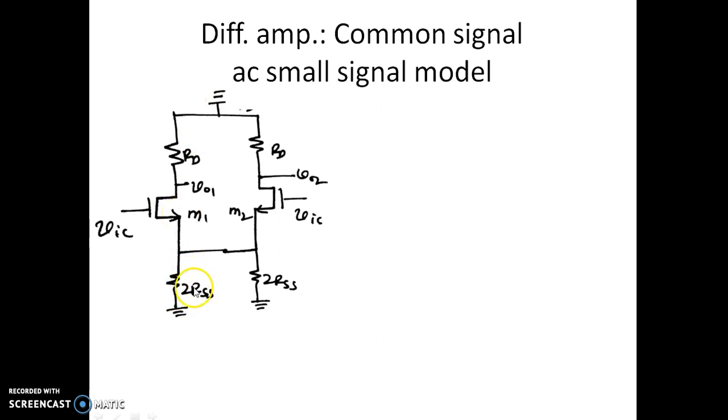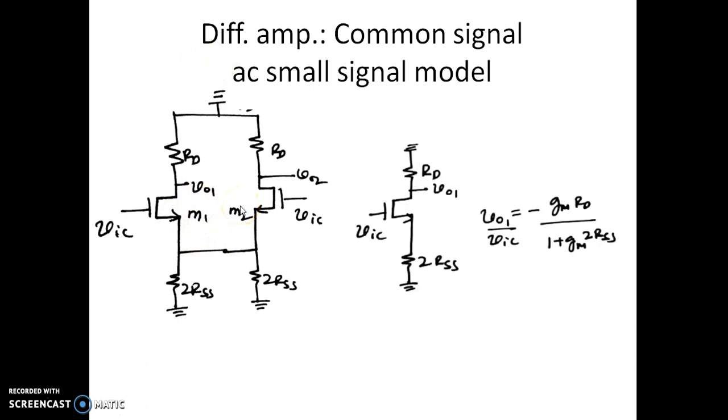Instead of considering a single RSS resistor, we have considered two RSS resistors in parallel. The intention of representing two parallel resistors is to divide this differential amplifier circuit symmetrically, a vertical symmetry. So as we can see, this is input voltage VIC applied to this MOSFET, and this is VIC applied to the other. If I vertically divide, I find the circuit looks exactly like this.